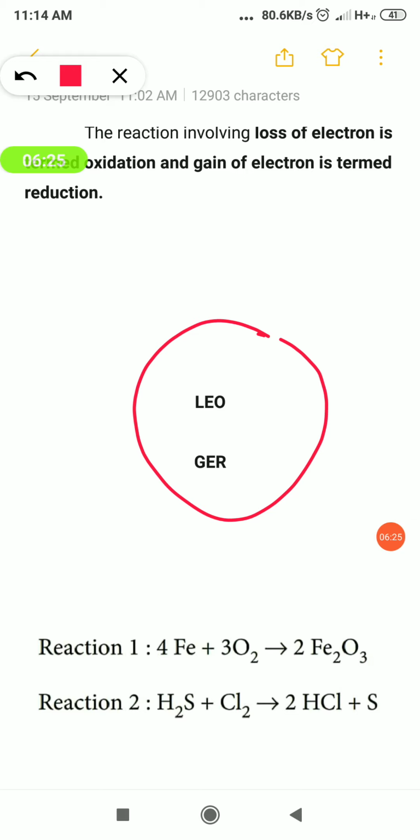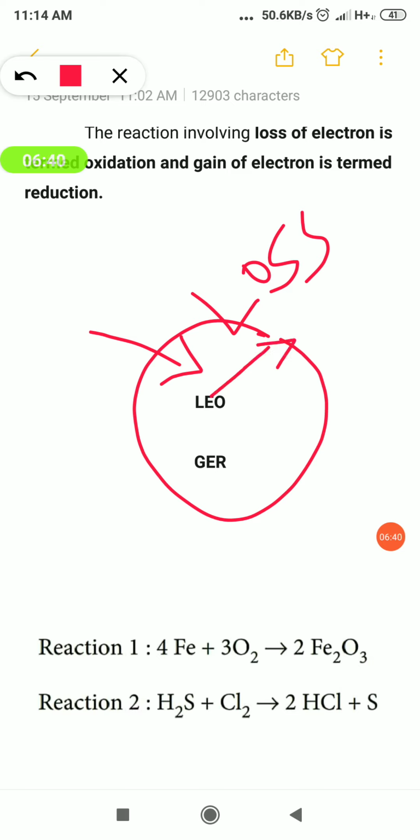Okay, here L stands for loss. L na என்ன loss, and O stands for of, loss of. E na electron. Sorry, L na loss, E na electron, O na oxidation. So எப்படி சொல்லலாம், loss of electron is called as oxidation. புரியுதாமா? லியோனா என்ன, loss of electron is called as oxidation.